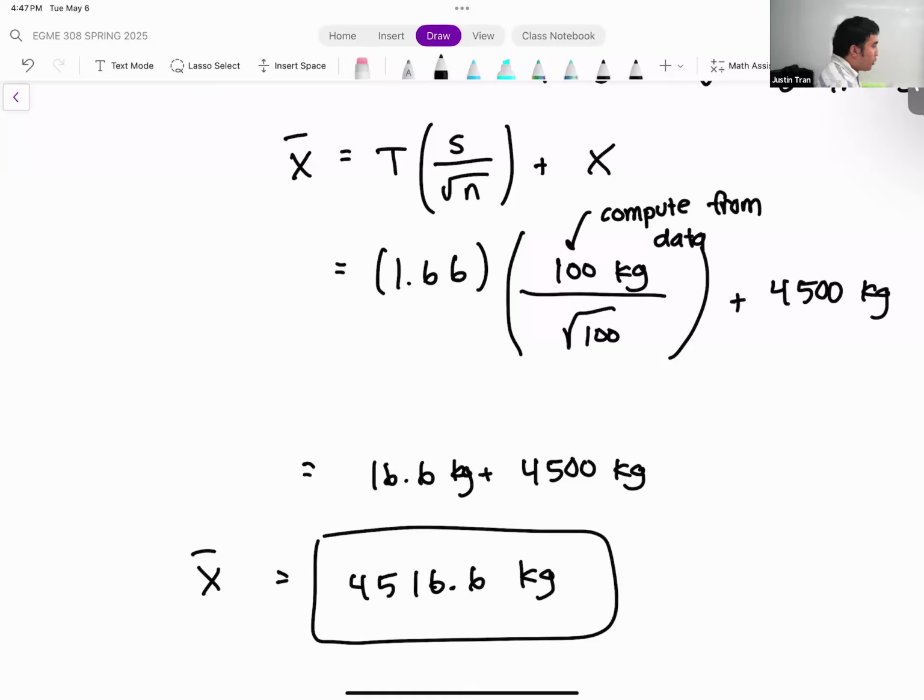So what this is telling us is that if, after we collect all the data, the sample mean is greater than this 4,516.6, then we're going to reject our hypothesis and we're going to stop the vote from sampling.